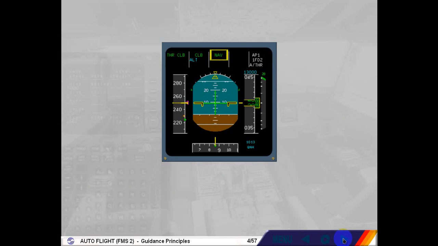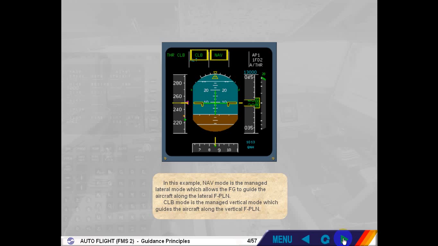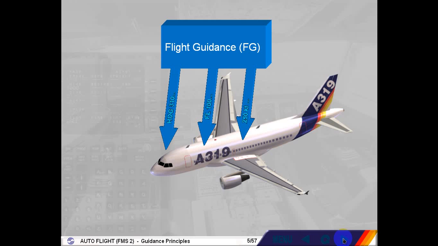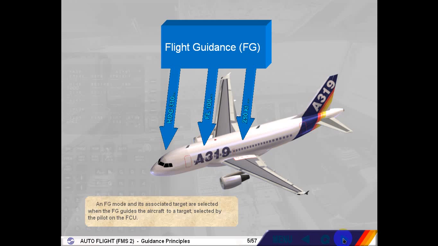In this example, navigation mode is the managed lateral mode, which allows the FG to guide the aircraft along the lateral flight plan. Climb mode is the managed vertical mode, which guides the aircraft along the vertical flight plan. An FG mode and its associated target are selected when the FG guides the aircraft to a target selected by the pilot on the FCU.